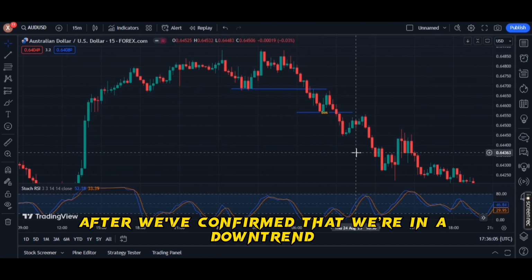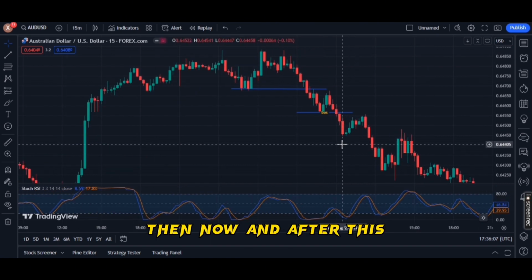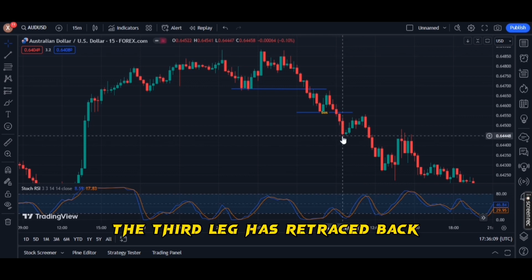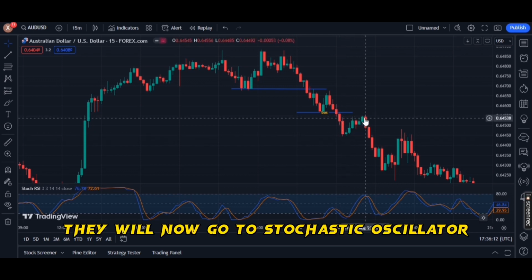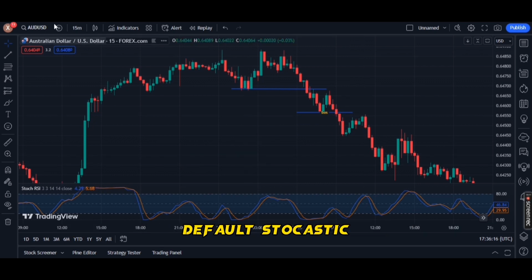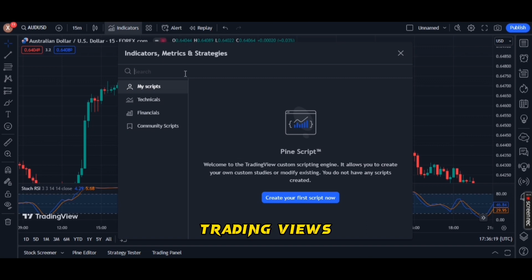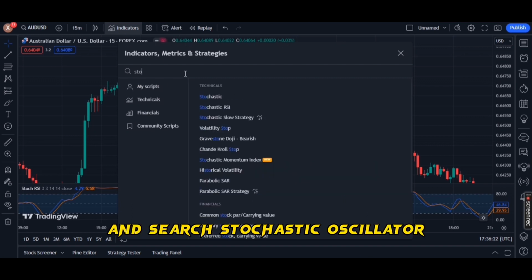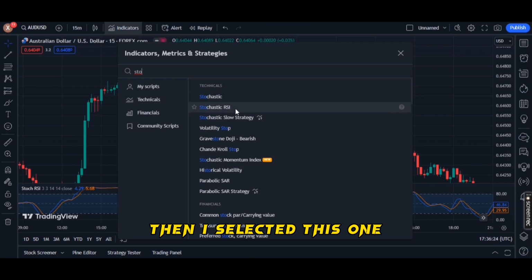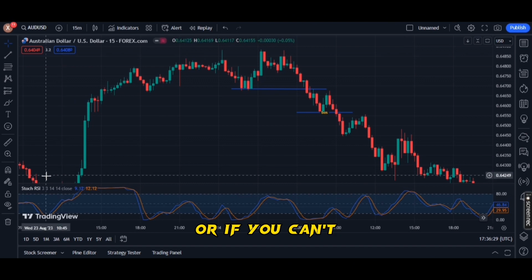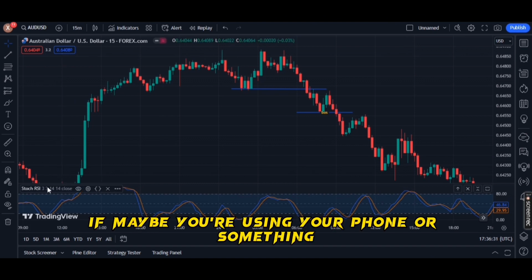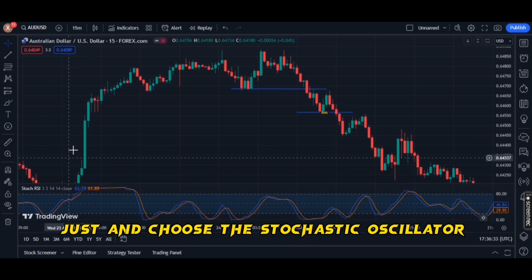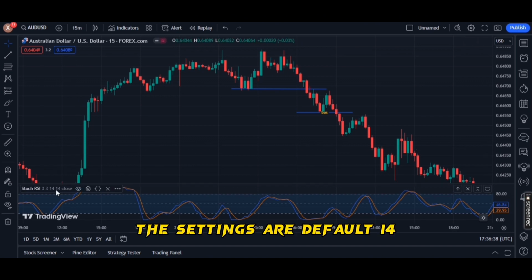After we've confirmed that we're in a downtrend, and the third leg has retraced back, we'll now go to our stochastic oscillator. I just used the default stochastic oscillator. I went to TradingView and searched for the stochastic oscillator, then selected this one, the stochastic RSI. Everyone can do that, or if you're using your phone or something, just choose the stochastic oscillator. The settings are default, 14.